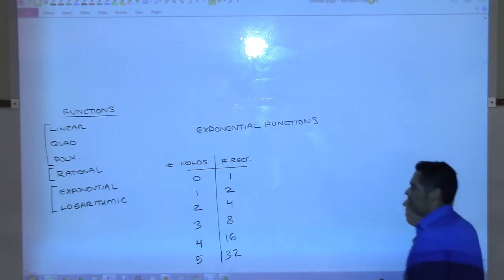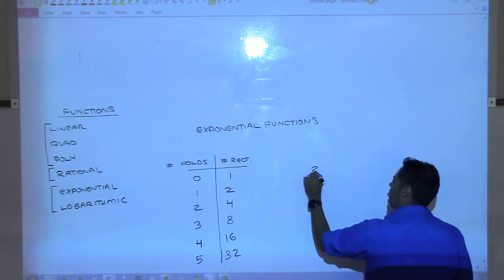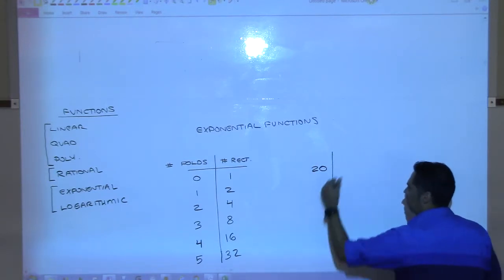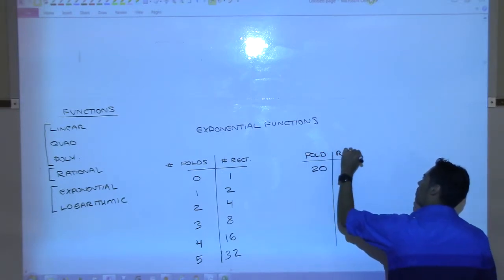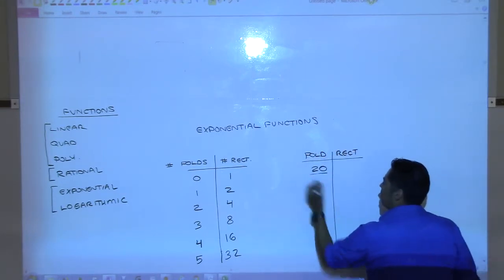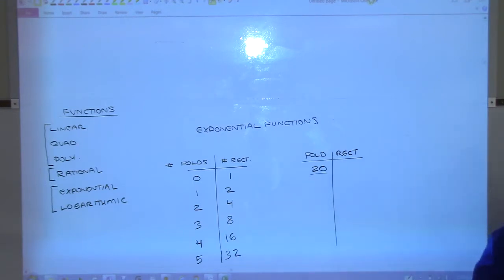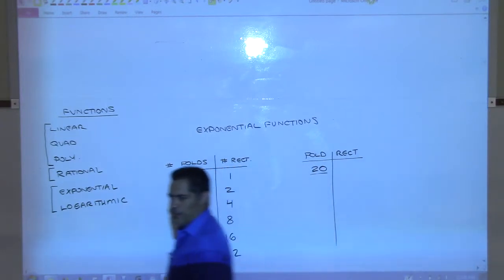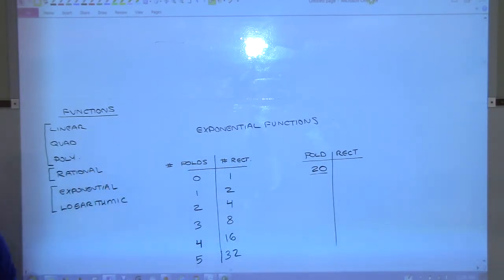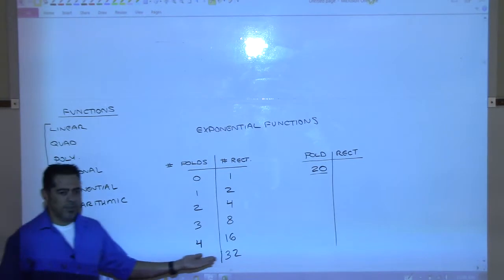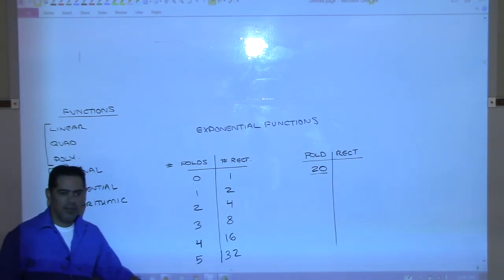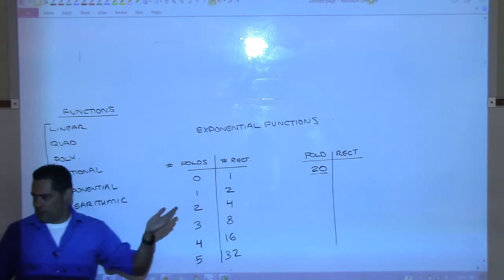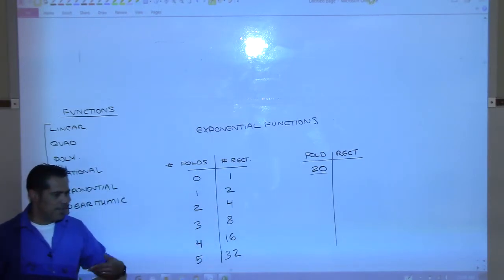So now let me ask you this question. If I could fold it 20 times, I got to continue my table over here, right? Folds, rectangles. If I were able to fold it 20 times, how many rectangles would I have? This is a difficult question. So one thing you could do is you could just complete the table, couldn't you? You go 7, 8, 9, 10, 11, 12, and just until you get to 20, couldn't you? But that would take a little bit of time.